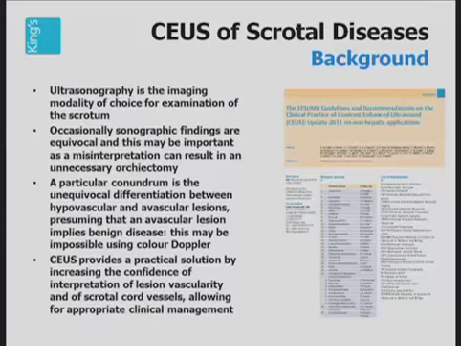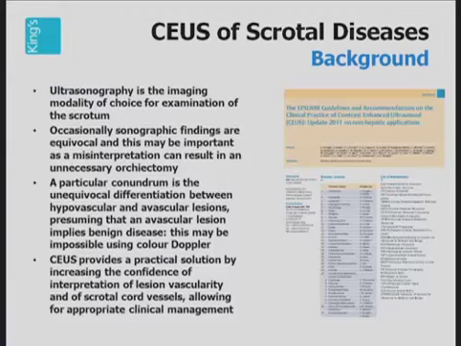I've already said that ultrasonography is the imaging modality of choice for examination of the scrotum. It is unrivaled in this area, and most operative procedures are based entirely upon the ultrasound findings. But occasionally these findings may be difficult to interpret, and any misinterpretation has the possibility that that patient may lose the testicle.